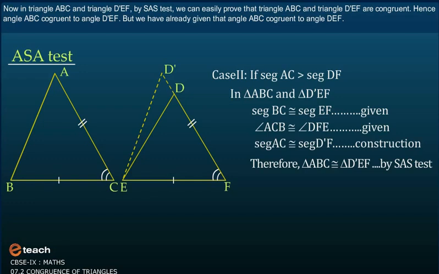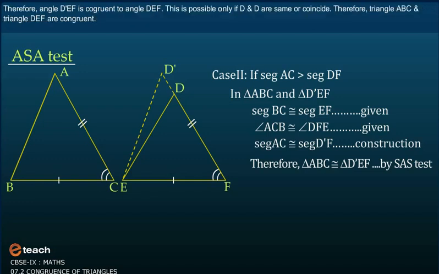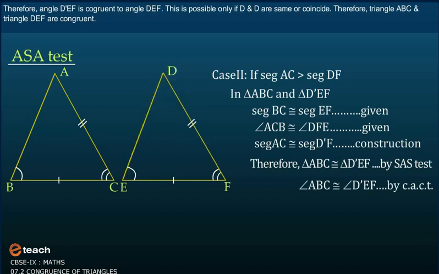Hence, angle ABC is congruent to angle D dash EF. But we are already given that angle ABC is congruent to angle DEF. Therefore, angle D dash EF is congruent to angle DEF. This is possible only if D and D dash are the same, or coincide. Therefore, triangle ABC and triangle DEF are congruent.